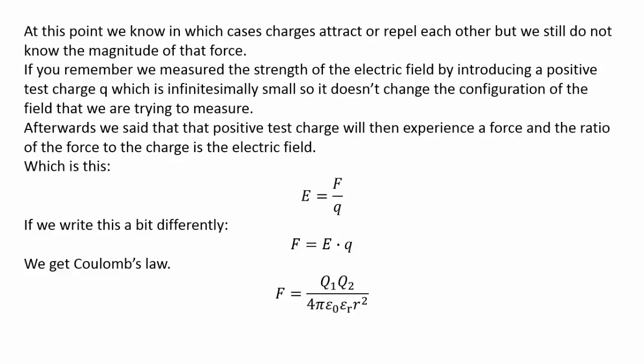If you remember, we measured the strength of the electric field by introducing a positive test charge, small q, which is infinitesimally small, so it doesn't change the configuration of the field that we are trying to measure. Afterwards, we said that that positive test charge will then experience a force, and the ratio of the force to the charge is the electric field. You can see that on your screen. We can write this a little bit differently and get that the force equals the electric field times the charge itself, and that is Coulomb's law. You can see that on the bottom of your screen.